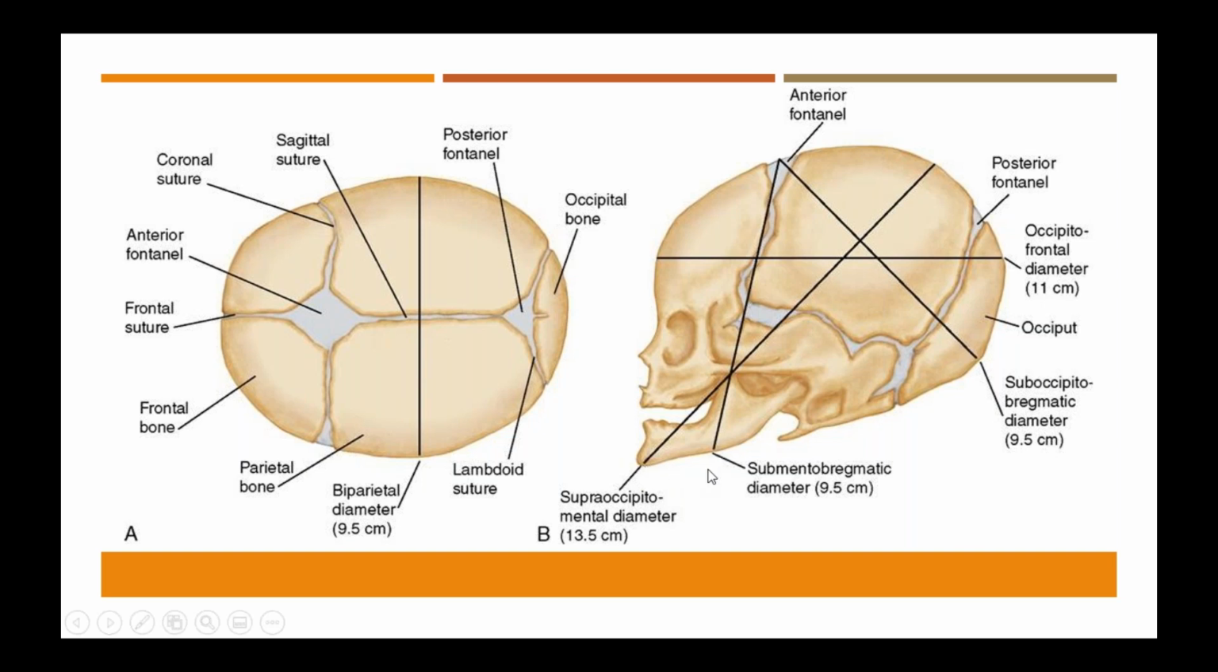A point below that is called the submentum. From there, if you go to the bregma, this is called the submentobregmatic. This is 9.5 centimeters. And most common again is the suboccipitobregmatic. This becomes 9.5 centimeters again. And this is the occipitofrontal diameter, which is 11 centimeters. So we have three 9.5s over here. The biparietal diameter is 9.5. The submentobregmatic becomes 9.5. The suboccipitobregmatic becomes 9.5 centimeters.